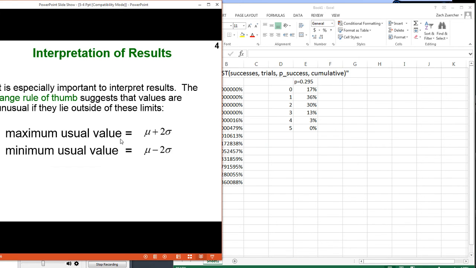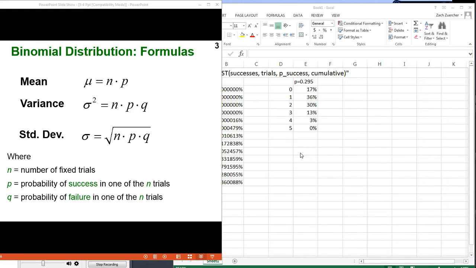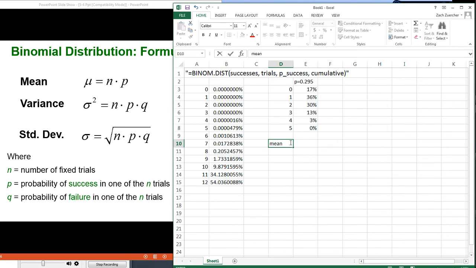Let's use these equations over here to calculate the mean and the variance and standard deviation, and then how do we want to do this? Upper end of usual and the low end of usual. That's going to be the rule of thumb. We're going to take the mean plus 2 standard deviations and the mean minus 2 standard deviations.